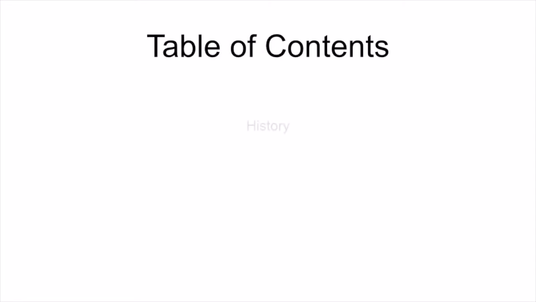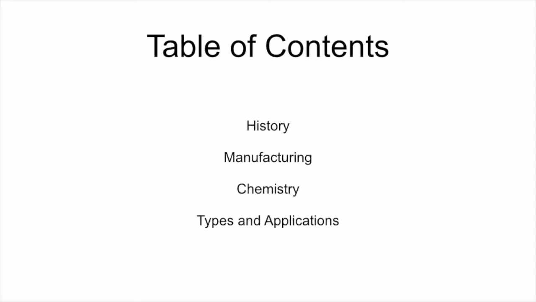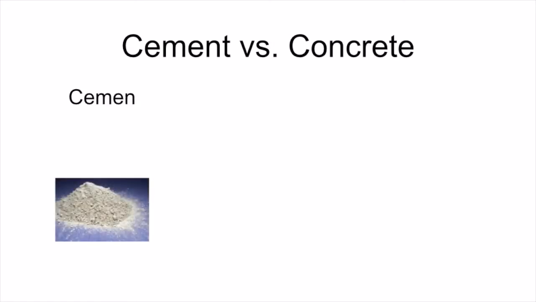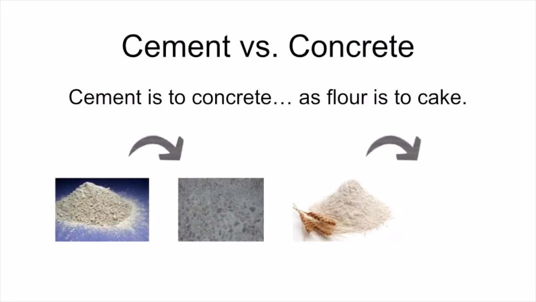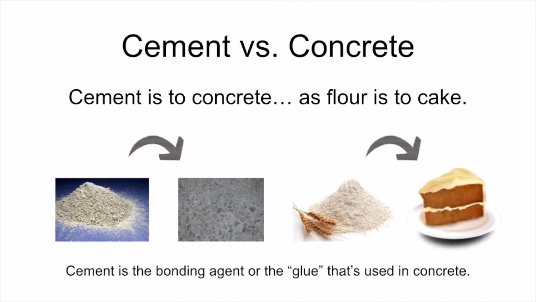For the presentation, we will be covering the history, manufacturing, chemistry, types, and applications. First, let's distinguish between cement and concrete. It's often said that cement is to concrete as flour is to cake. So cement is the bonding agent or the glue that's used in concrete.